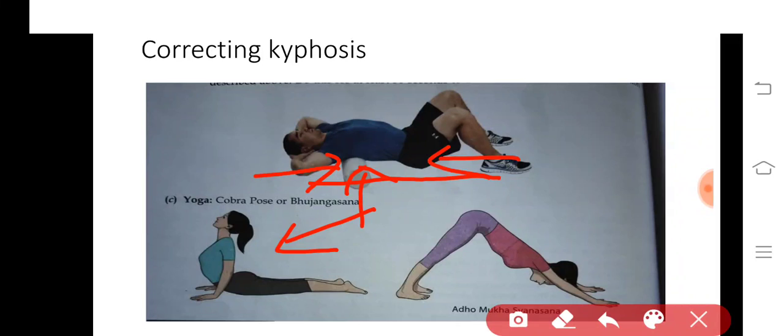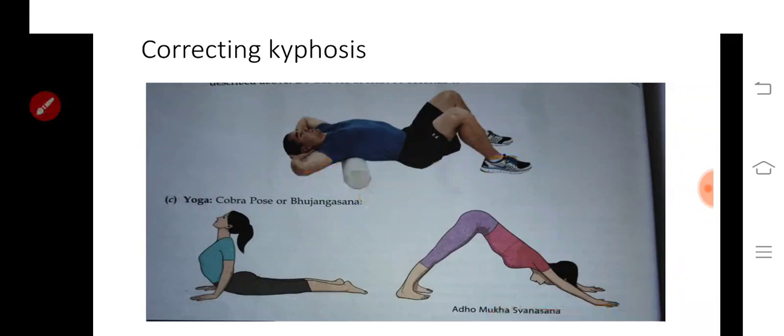Adho Mukha Svanasana also has a very good impact on this kind of postural deformities. So here we could see three spinal curvatures: scoliosis, lordosis and kyphosis.